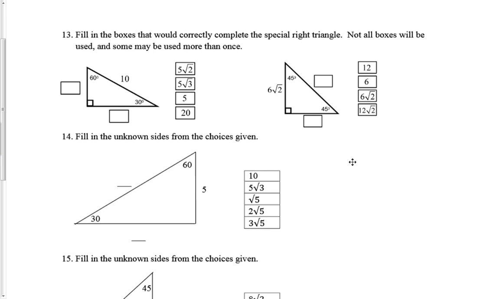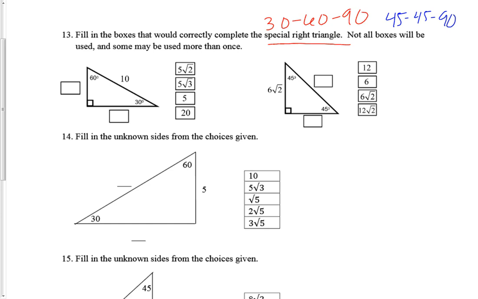This is the continuation of the review on Unit 5. So I believe the last video ended on question 12, so we'll start on question 13. Right now we're talking about our special right triangles. Our two special right triangles are 30, 60, 90 and 45, 45, 90.